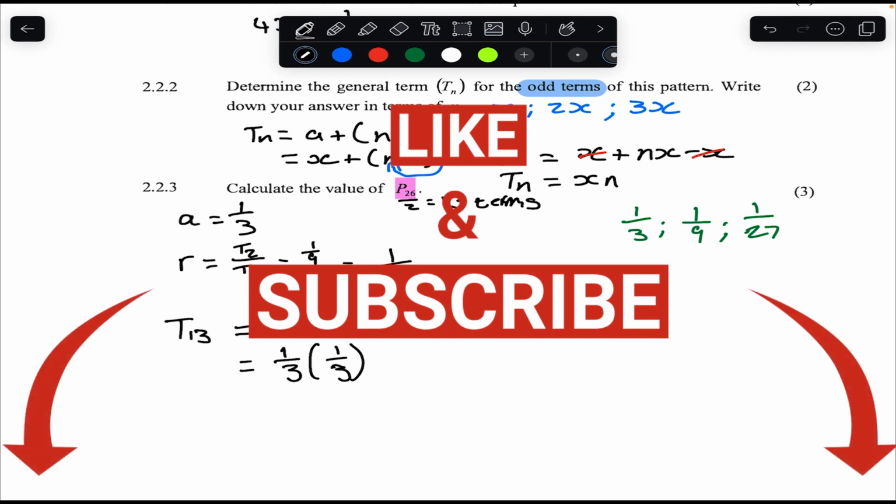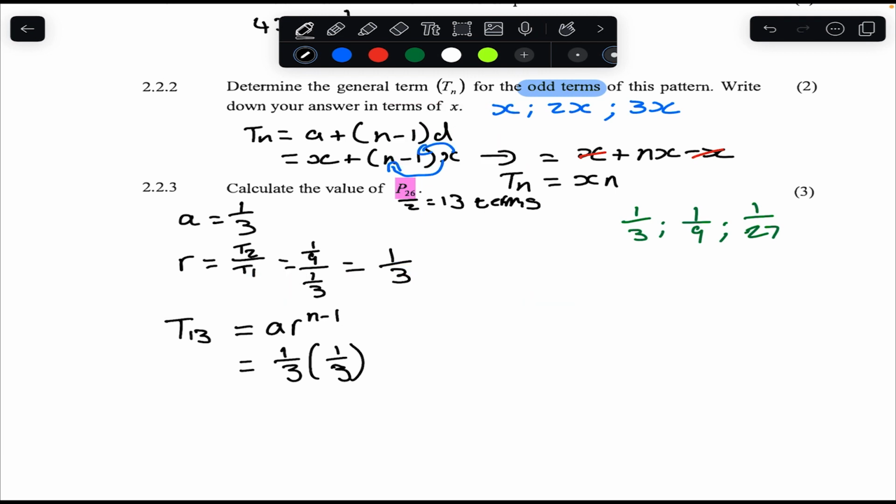And then remember now that I have my number of terms, which is 13 minus 1. And that we can type into our calculator. It will give us quite a big number. And that answer is going to be equal to 1 over 1594323. All right. So that would be the final answer for this question.